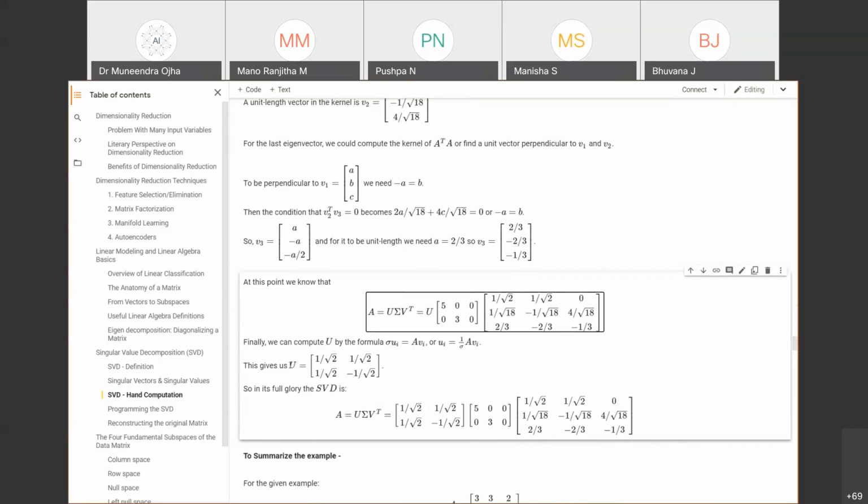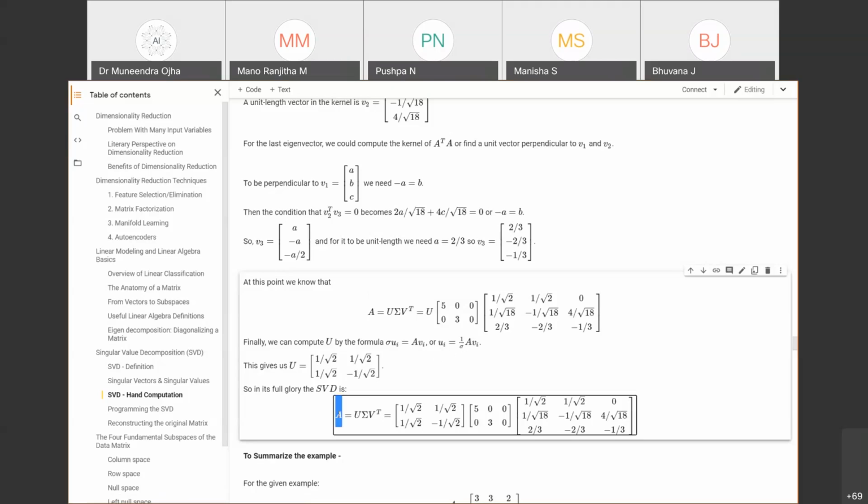And with this, I could calculate u equal to 1 by root 2, 1 by root 2, 1 by root 2, minus 1 by root 2. So now in its full glory, there is singular value decomposition. Matrix A has been decomposed into three matrices where the first matrix is U, the second matrix is sigma, that is the matrix obtained by taking the square root of eigenvalues and putting them on the diagonal.